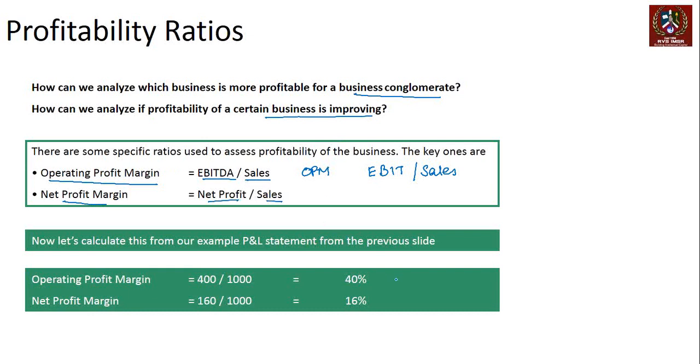If we look at our example, this particular company is generating 40% operating profit margin, which is essentially that for every rupee of sales, the company generates 40 paise of operating profit. Right, now we remember that operating profit is more for operational work around the business, and then final profit is more for the business shareholders. Right? This company seems to be producing 16 paise of final profit.